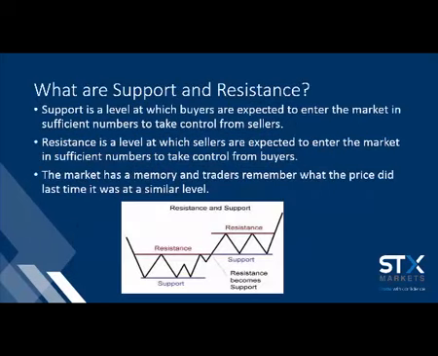So what are support and resistance levels? Support is a level at which buyers are expected to enter the market in sufficient numbers to take control from sellers. Resistance is a level at which sellers are expected to enter the market in sufficient numbers to take control from buyers. The theory behind support and resistance is that the market has a memory, and traders remember what the price did last time it was at a similar level.